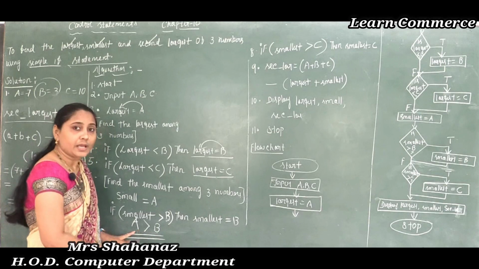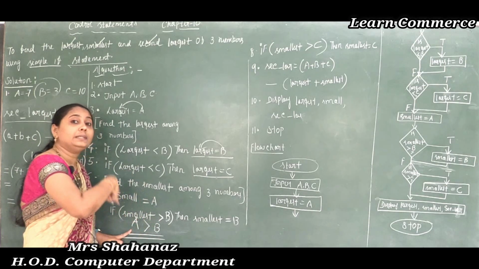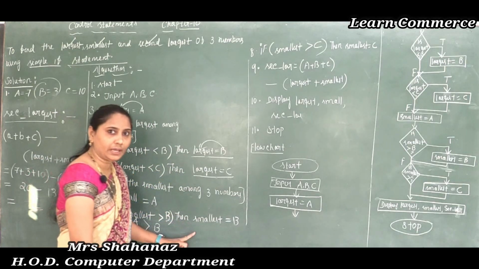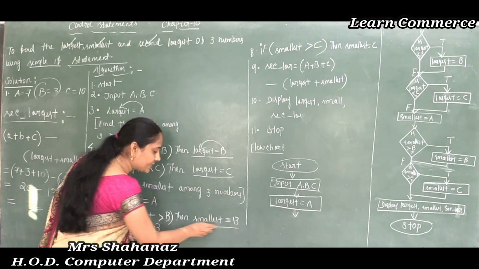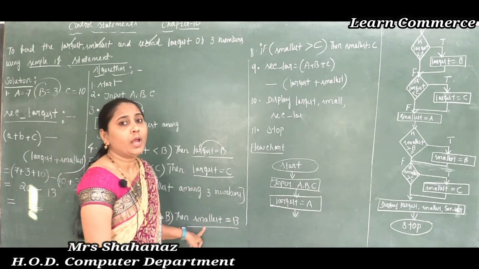Smallest value, that is equal to A, is greater than B value. So if the condition is true, it executes the statement: smallest is equal to B only.